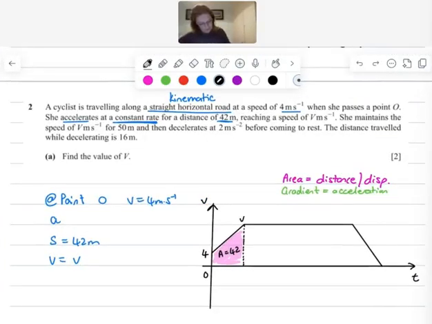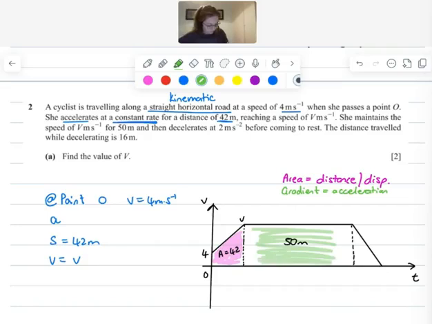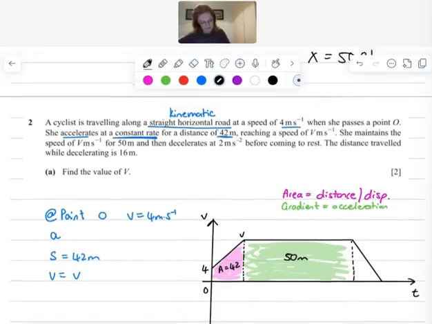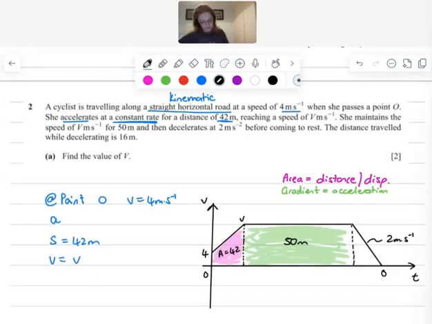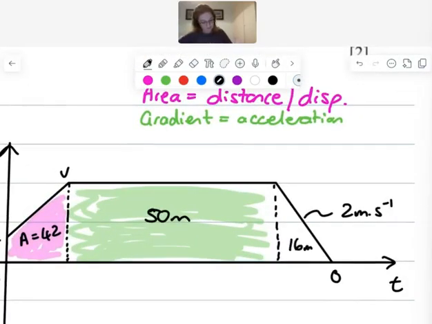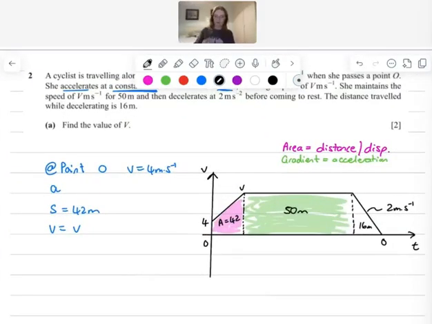Reaching a speed of v. She maintains a speed of v for 50 meters. So the area under this rectangle is going to be 50 meters, and it's a constant speed. Okay, so the area under this is 50 for a constant speed, and then the last one is she decelerates, before coming to rest. And the distance that she moves is 16 meters. Find the value of v.